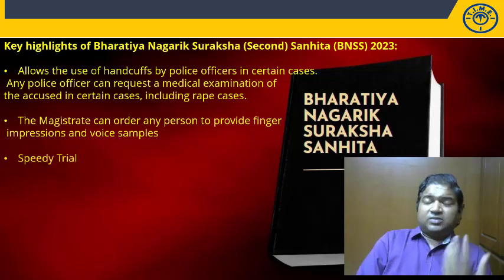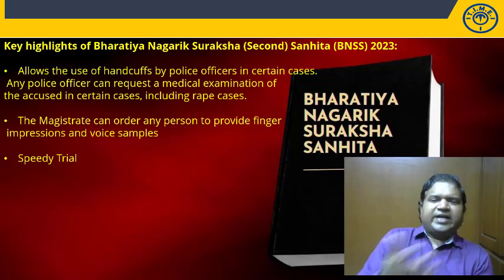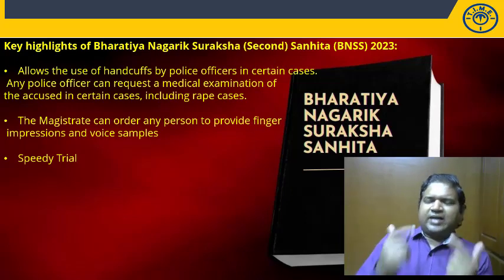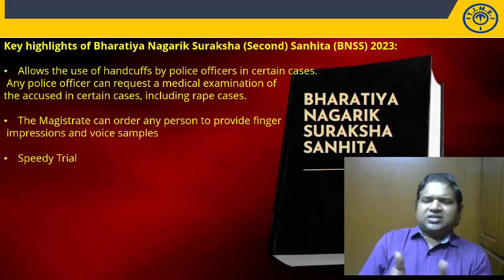Then we have the provision that has been made for speedy trial. That is the main motto. Justice delayed is justice denied, as the principle says. So the procedure should be simplified.